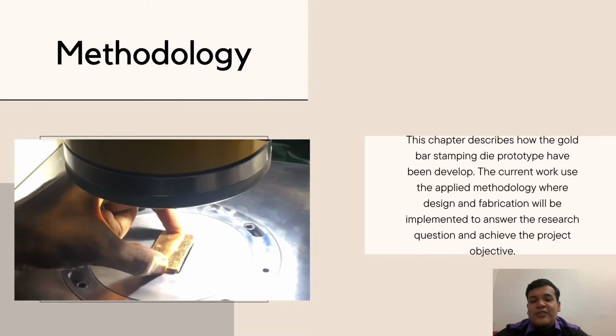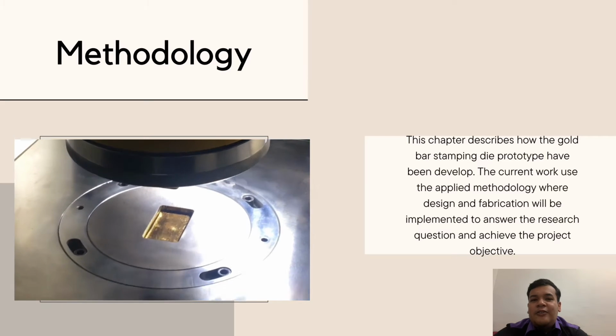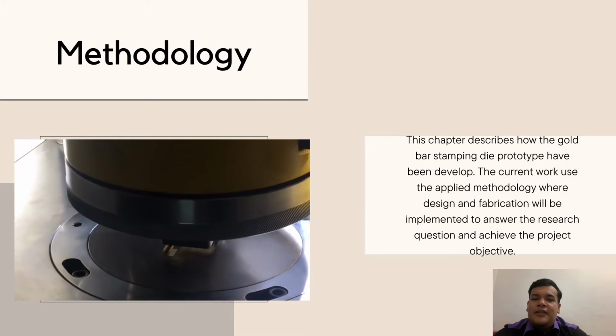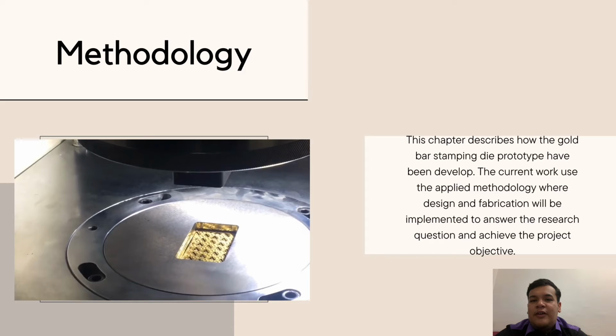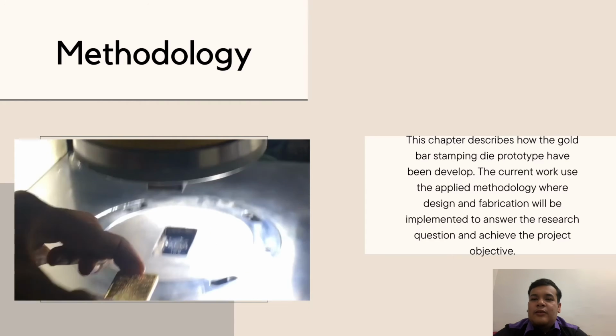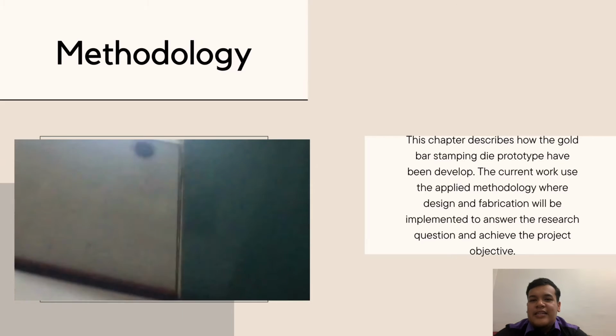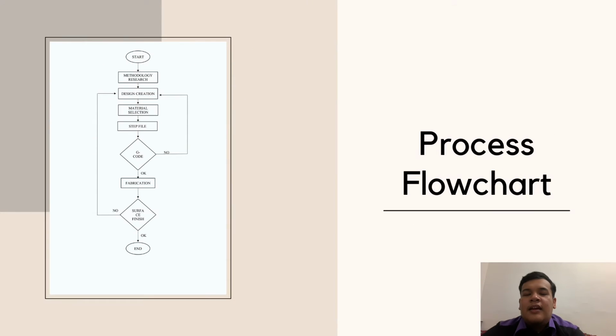Chapter 3, Methodology. It describes how the gold bar stamping die prototype has been developed. The current work uses the applied methodology where design and fabrication will be implemented to answer the research question and achieve the project objective. The process timeline started with methodology research and ended with surface finishing. It is about how a researcher plans a study in a methodical way to produce accurate and reliable results. Lastly, the goal of finishing procedures is to change the surface of the produced component.